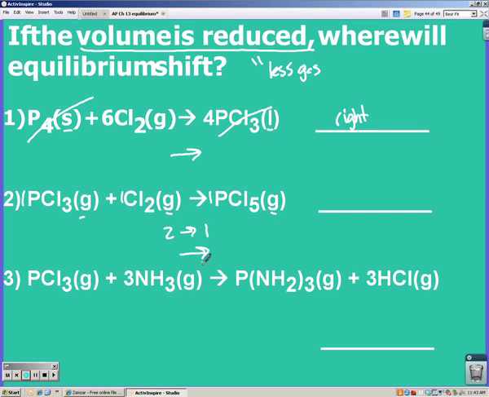For the second one, we had 1 mole of gas to 2 moles of gas, so it shifts to the right. Again, direction of less gas. And in 3, I have 4 moles of gas in the products and 4 moles of gas as reactants. So if I have equal moles of gas, then it can't shift in either direction because both have the same amount. So when it's 4 to 4, there's going to be no shift.